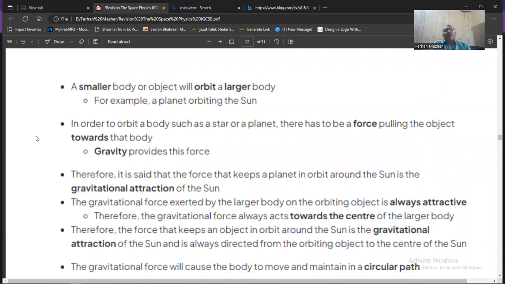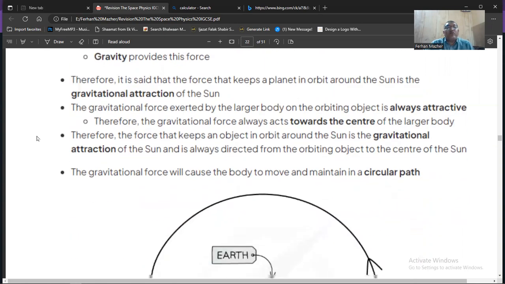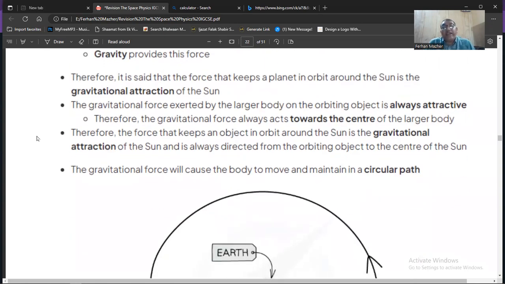A smaller body or object will orbit a larger body. For example, a planet orbiting the sun. In order to orbit a body such as a star or a planet, there has to be a force pulling the object towards that body. Gravity provides this force. Therefore, it is said that the force that keeps a planet in orbit around the sun is the gravitational attraction of the sun.